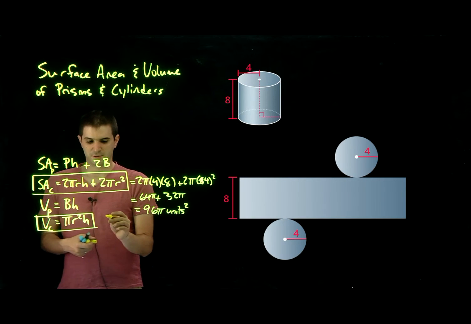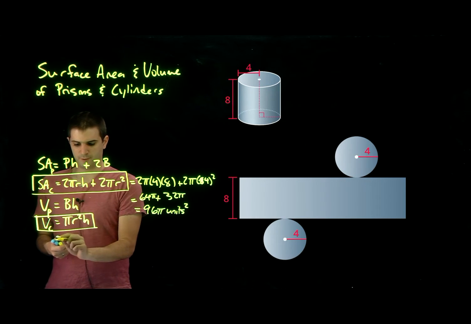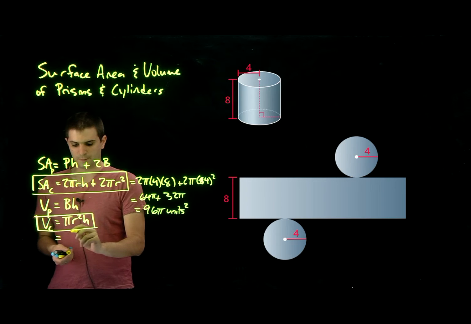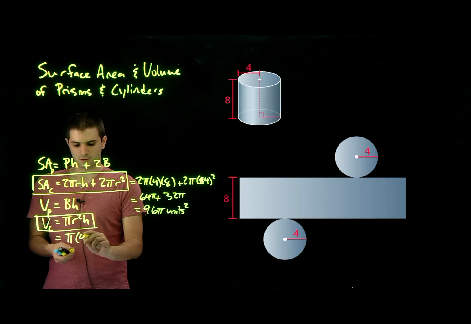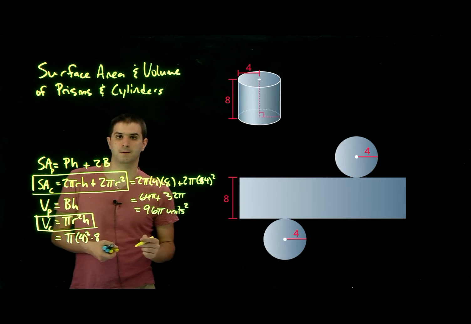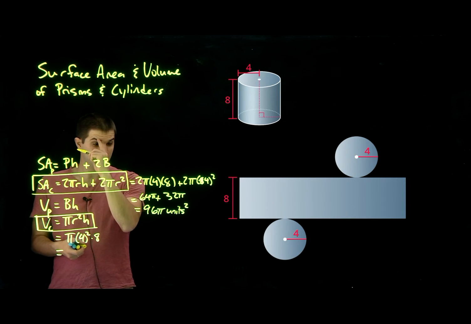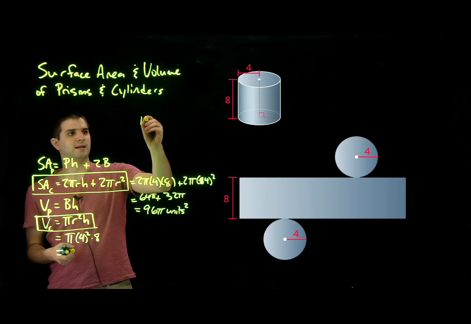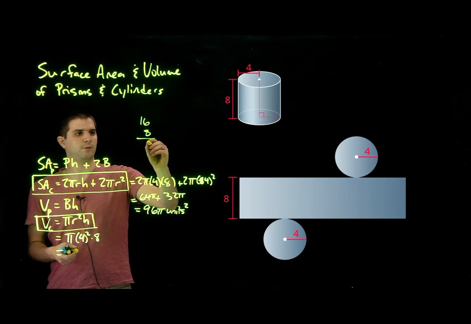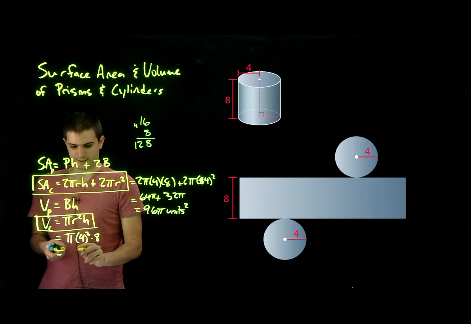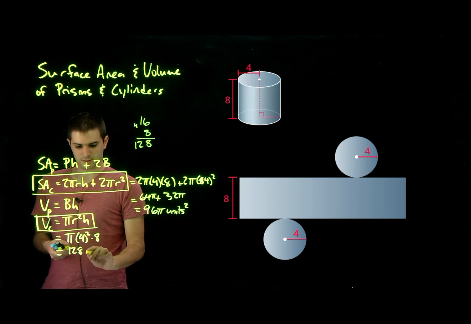Similarly for the volume. The volume in this case, we're just doing pi times r squared times h. So we get 16 times 8. If you don't know what that is, that's okay. We have 48, carry the 4, 12, 128. So this is 128 pi units cubed.